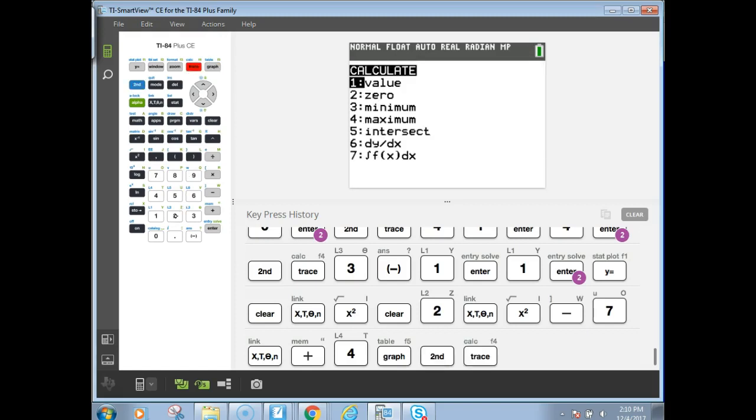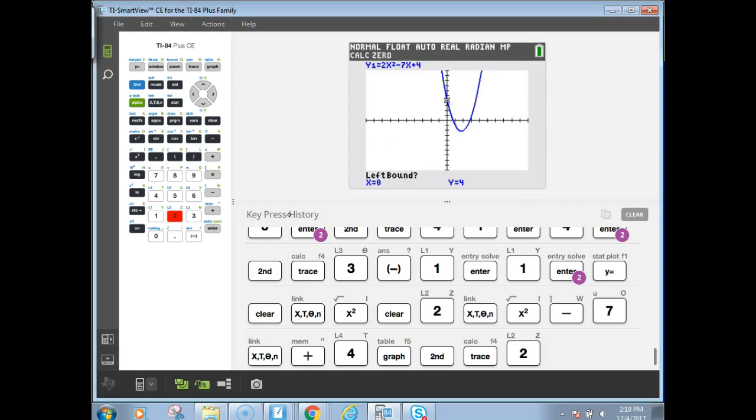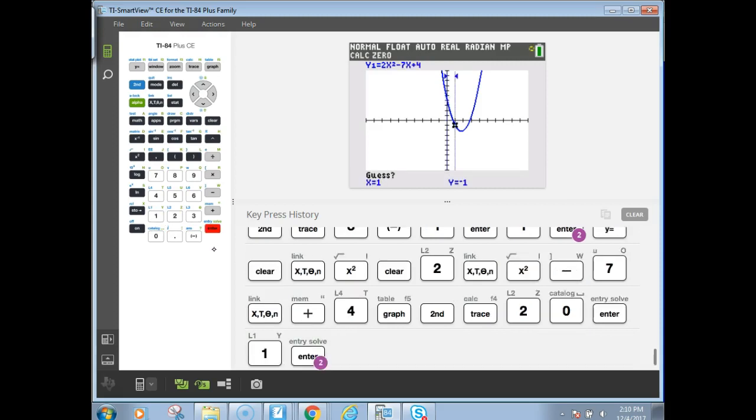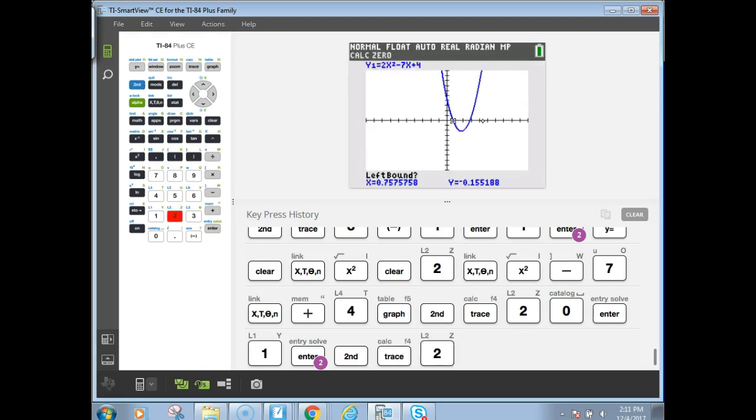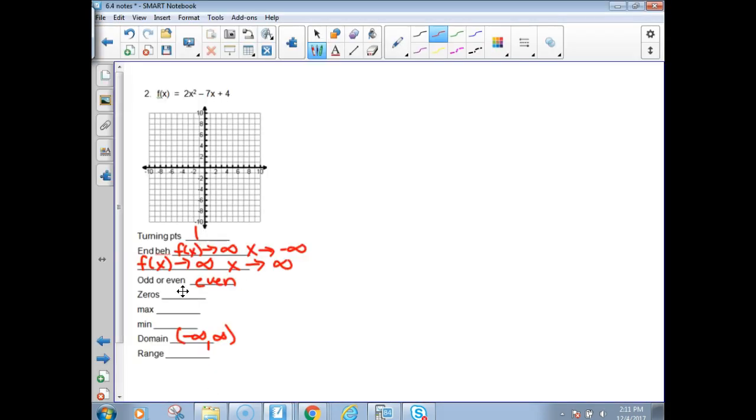Second trace, choice 2. The first zero is between 0 and 1. Okay, so it's at 0.72, and the other one is between 2 and 4. 0.72, and this one's at 2.78. So my zeros are 0.720 and 2.780.